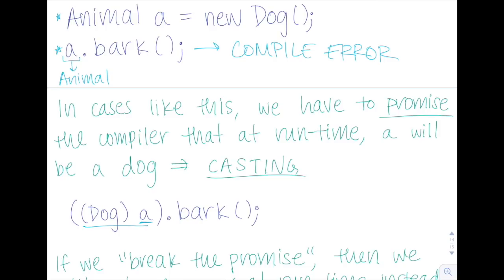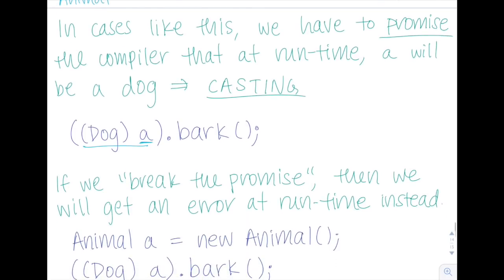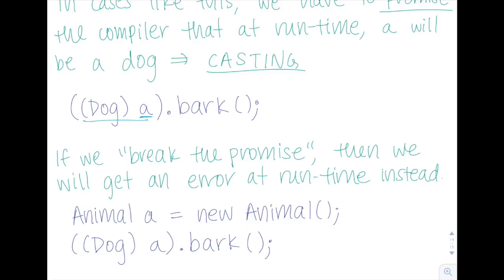And then the compiler's really trusting. The compiler's like, okay, fine, I'll take your word for it, and moves on. And then this line of code does compile, and in fact, since A does point to a dog, this line of code would execute perfectly fine as well. Okay? But now the natural question to ask is, well, what if we lied? What if we break our promise? Well, then at runtime, we would get an error instead.